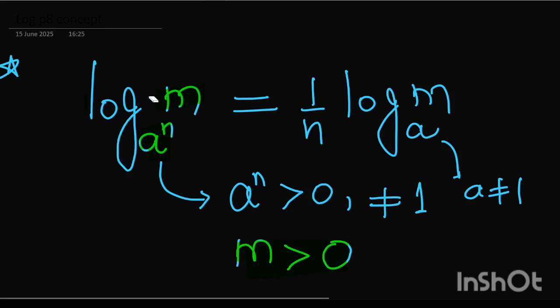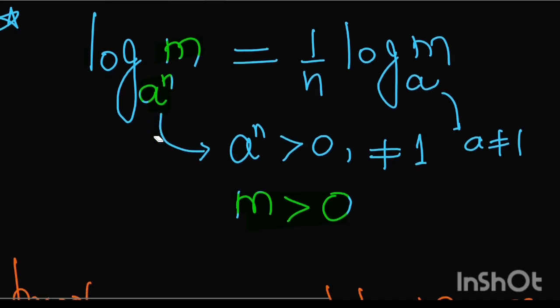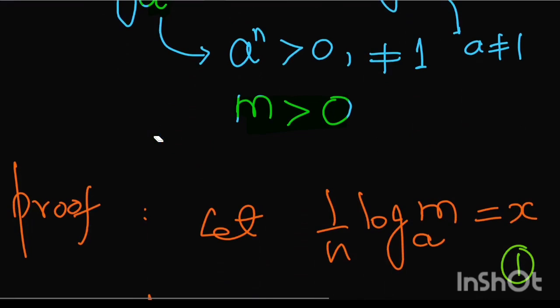So this is the property which is similar to log m to the power n. When n got multiplied to log, here it gets divided. So this is the property. Let's see the proof of that.